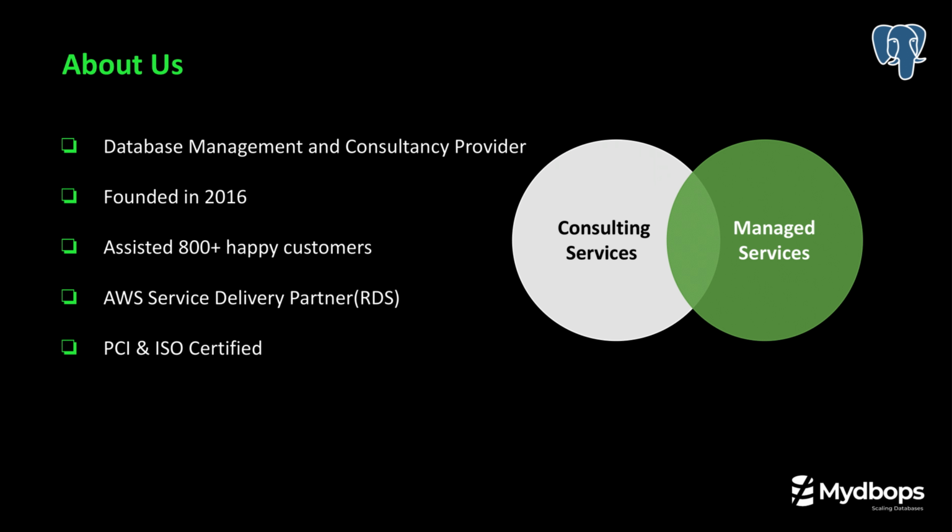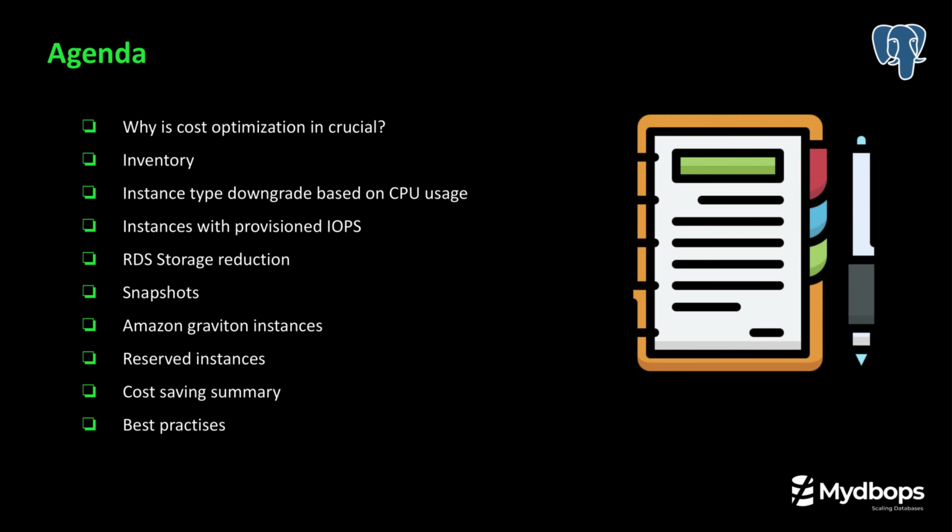So this will be the agenda for the session. We are going to look into why cost optimization is crucial, the AWS inventory of the customer, how we suggested instance downgrade based on CPU usage, how to optimize cost for instances with provision IOPS, storage reduction, managing snapshots, what are Amazon Graviton instances, and finally, a summary of what suggestions we provided for cost optimization.